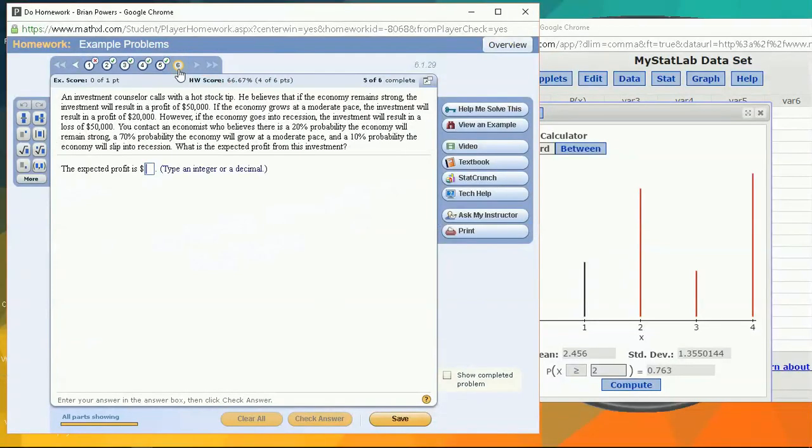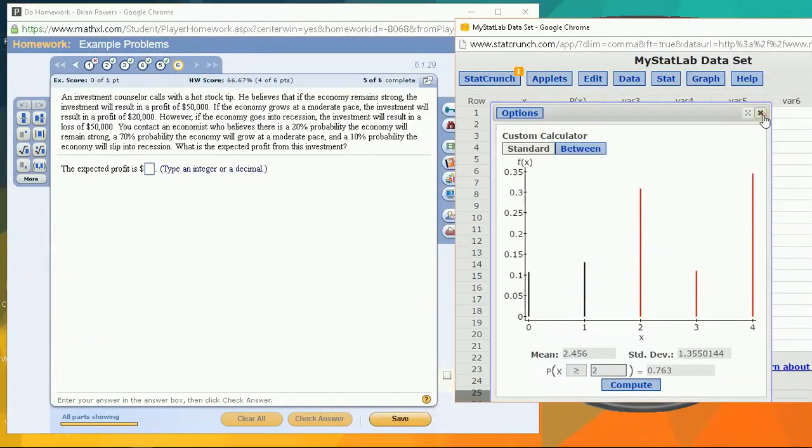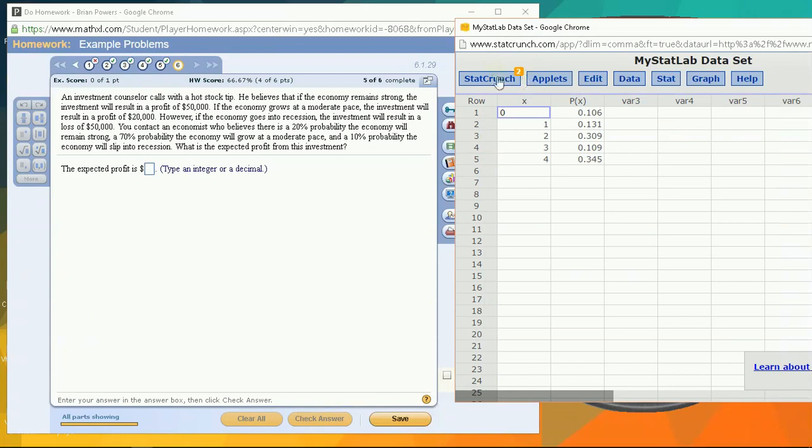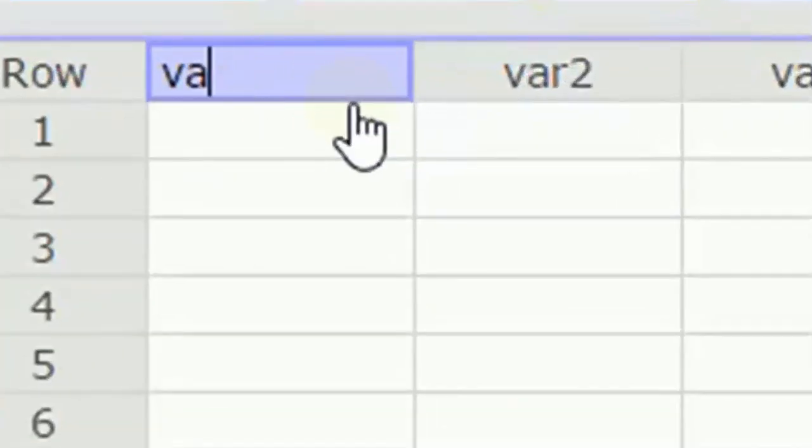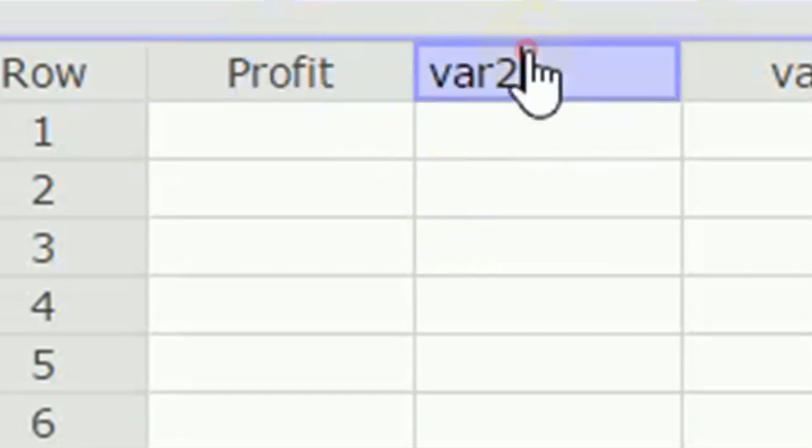So what I'm going to show you in this one is how we can create a probability calculator from scratch. Okay, so in this problem, I'm given a few different possibilities of the amount of profit. So I'm going to call the first column profit, and the second column is probability.